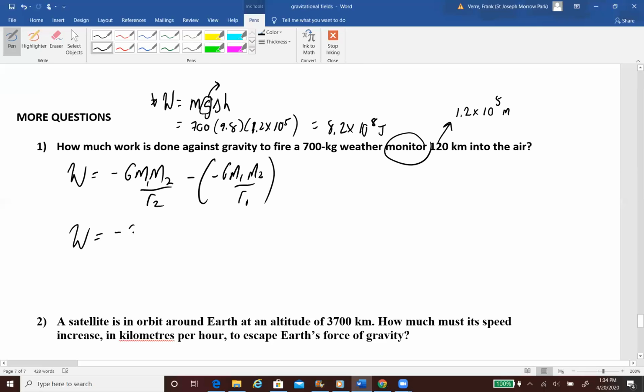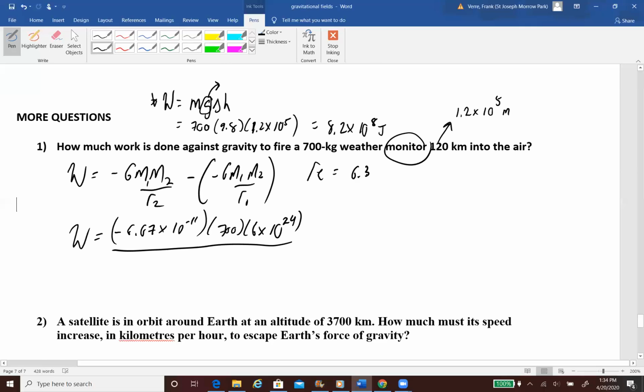So we put in our values, times the mass of the satellite times the mass of Earth, because we are leaving Earth, okay, over R2. R2 is the radius of the Earth plus the height of the satellite. So the radius of the Earth is about 6.3 times 10 to the 6 meters, and if we add those two together, it'll be about 6.42 times 10 to the 6 meters.